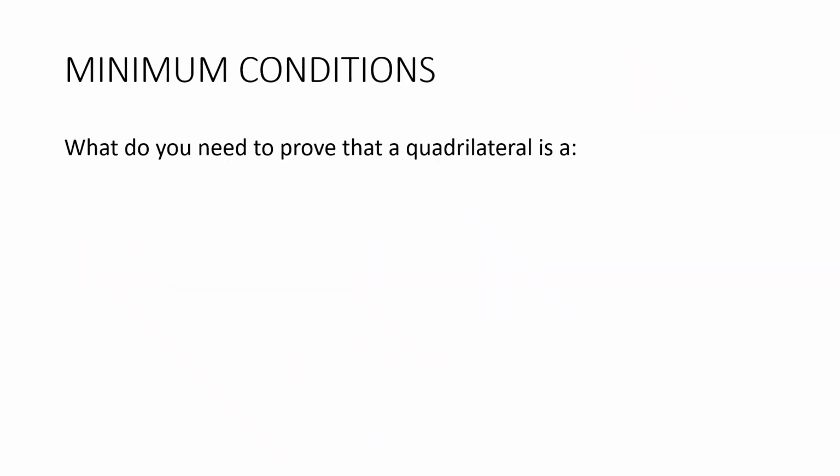Because if you are asked to prove that a quadrilateral is a particular type, you need to know some minimum conditions in order to construct a proof. If you think about a square, for example, all you need is 4 equal sides and 1 right angle. You don't need all 4 right angles. I want you to have a think about why that might be.